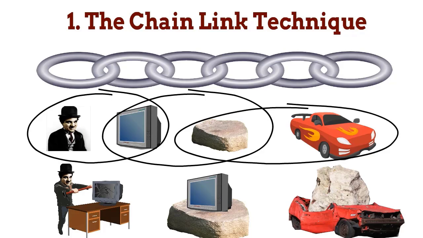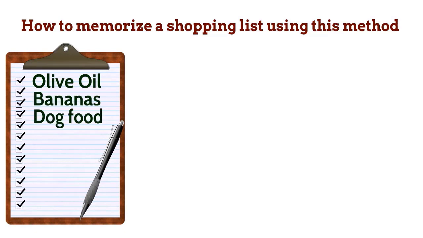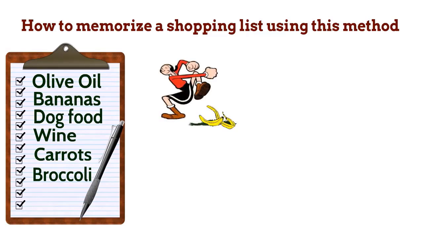Let's view an example on how to use this method in your daily activities. Here is a 6-item list that you will be able to memorize in sequence in a surprisingly short time. Olive oil, bananas, dog food, wine, carrots, and broccoli. To associate olive oil and bananas, imagine olive oil stepping on a banana peel with her right foot, causing her to fall down with a big splat.